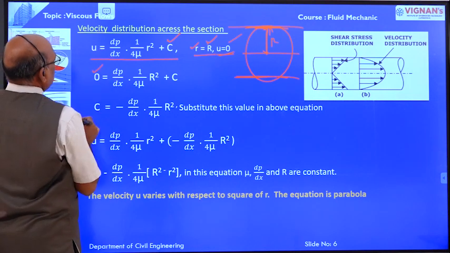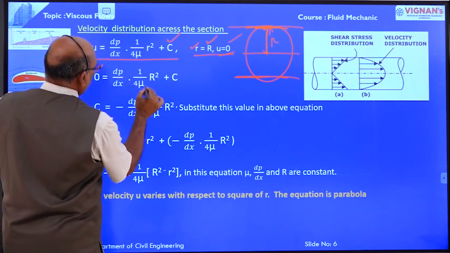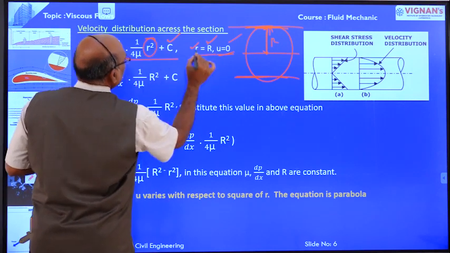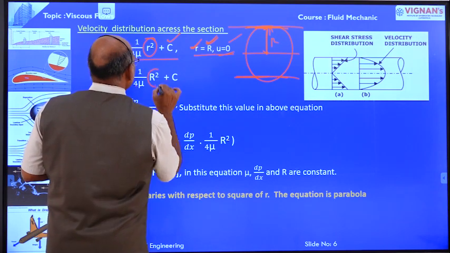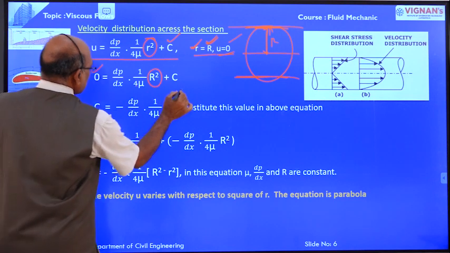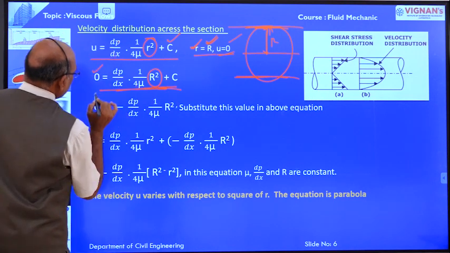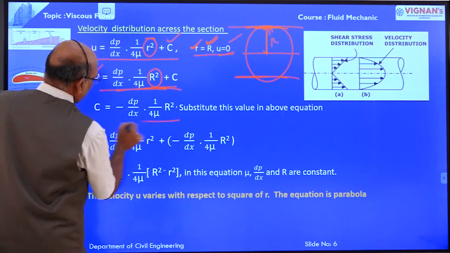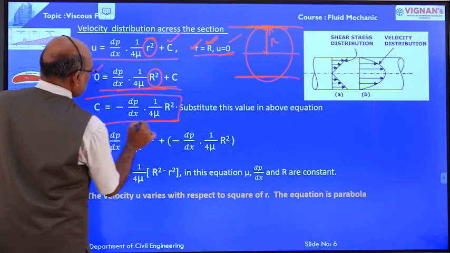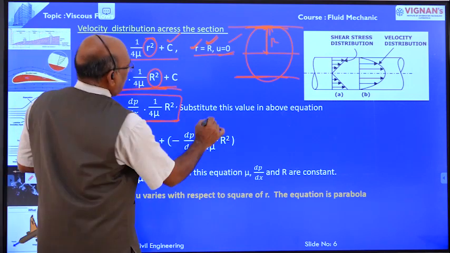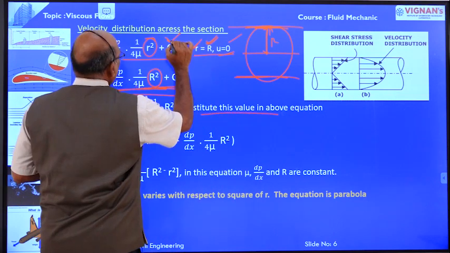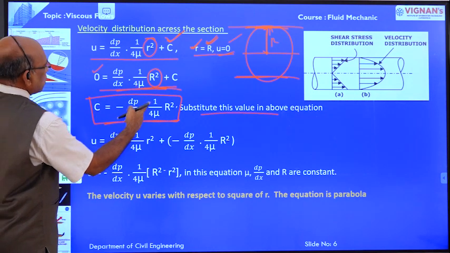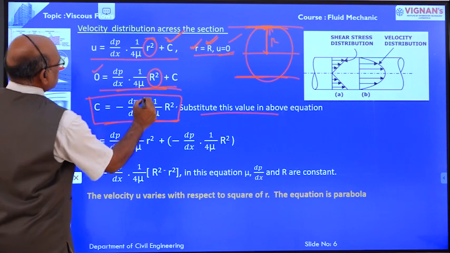u is equal to 0, ∂p/∂x into 1 by 4μ into r² plus C. In place of small r, we substitute capital R squared. Therefore, C equals minus ∂p/∂x into 1 by 4μ into R². Here the only unknown is C, and C is determined here. This value is substituted in the above equation.